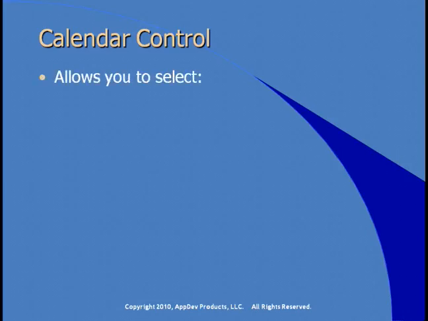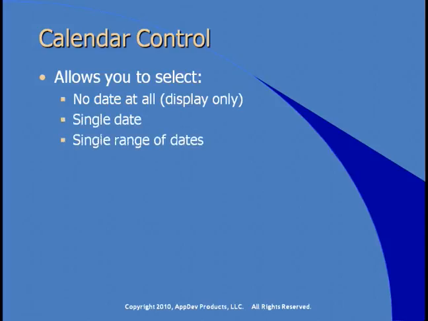The calendar control allows you to select no date at all. It means it allows you to display a calendar. You can select a single date, a single range of dates, or multiple ranges of dates. And that indicates you can also select multiple single dates. That is, a date here, a date there, and so on.